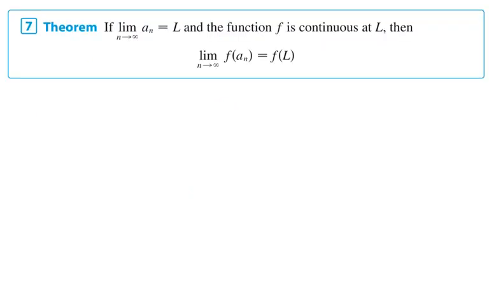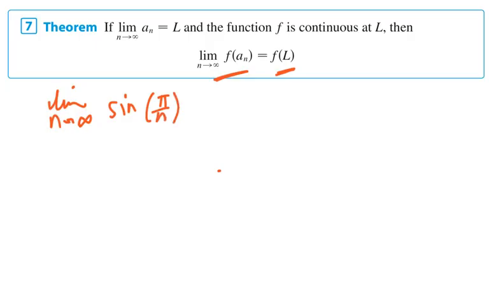Theorem 7 says if the limit as n approaches infinity of a sub n equals L, and the function f is continuous at L, then the limit as n approaches infinity of f of a sub n equals f of L. So one example that we can see this, it's interesting here is the function notation on both sides. So here's an example of one. It says the limit as n approaches infinity of sine of pi over n.